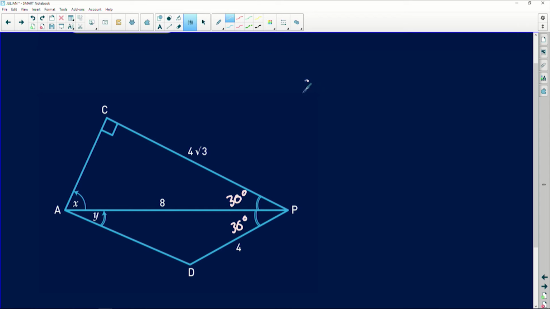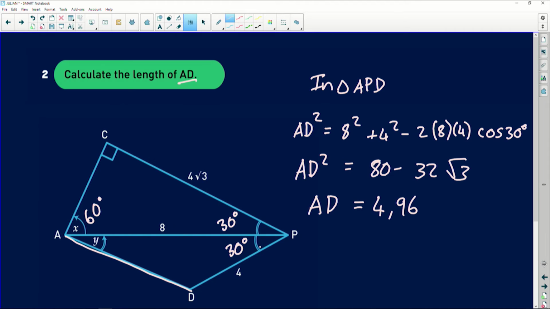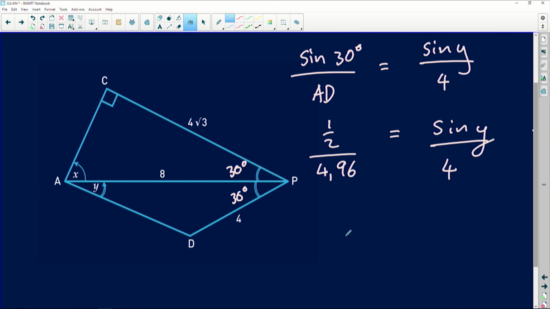So we're going to say that the sine of 30 degrees divided by my opposite side, which is going to be AD, is equal to sine y divided by the opposite side of the angle y, which is 4. So substituting what we found for AD, which was 4,96, we can then say sine of 30, which is a half, divided by 4,96 is equal to sine of y divided by 4. If we simplify this a bit further, 4 times a half gets me 2 divided by 4,96, and that is equal to sine of y.